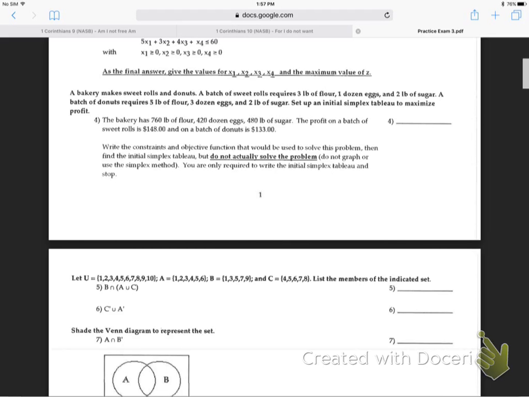All right, so number 4. A bakery makes sweet rolls and donuts. A batch of sweet rolls needs 3 pounds and so on. So there are all these facts again. Here we go. Write the constraints and objective function that will be used to solve, then find the initial simplex tableau, but don't finish. They basically want me to just start the simplex method.